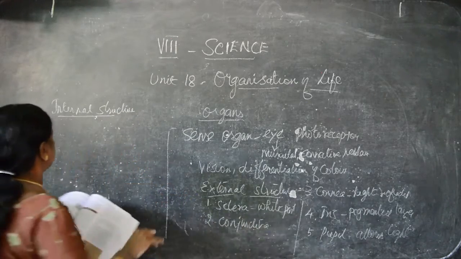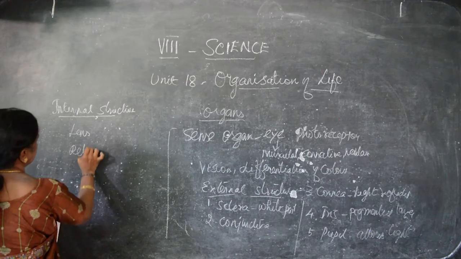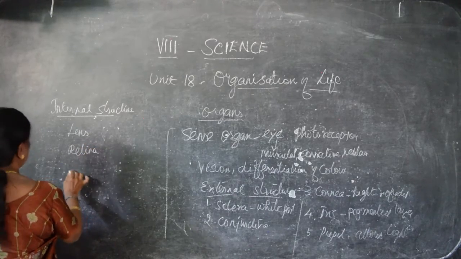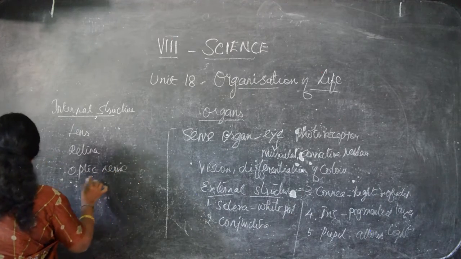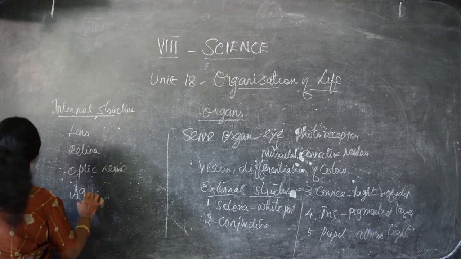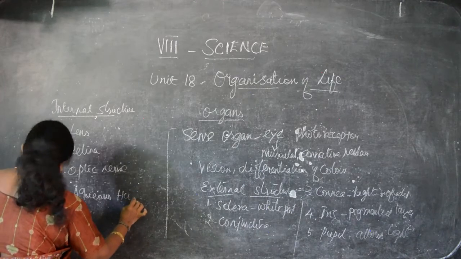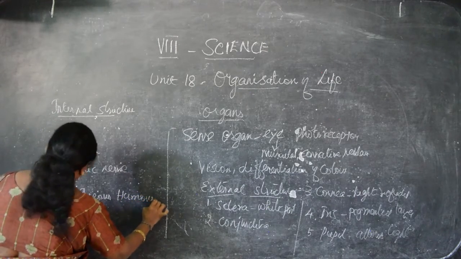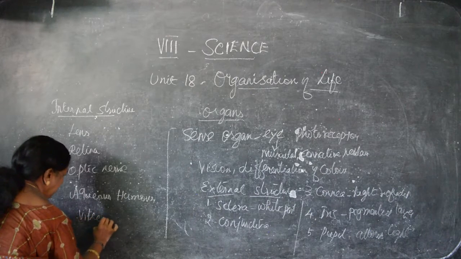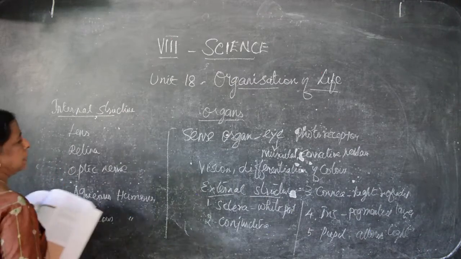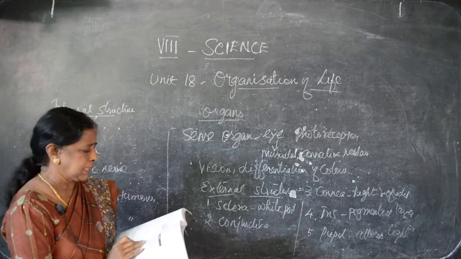So what are the internal structures? Lens. Next to the lens, retina. The third one is optic nerve. The fourth one is aqueous humor. And the fifth one is vitreous humor. We have seen the external parts already. Now we have to see the internal parts.